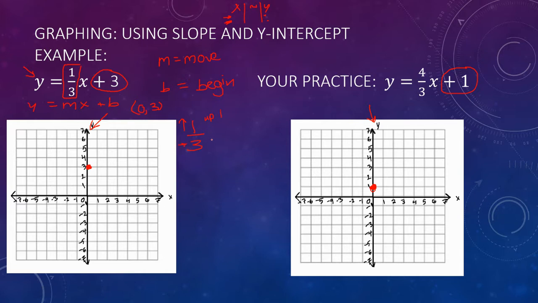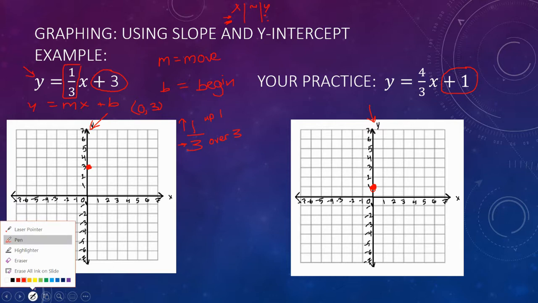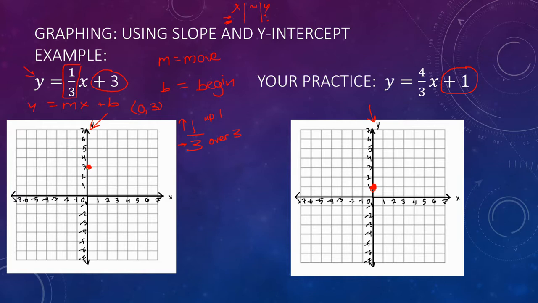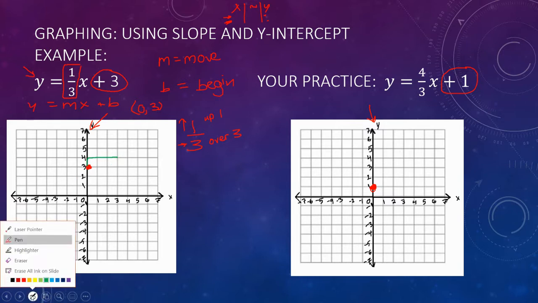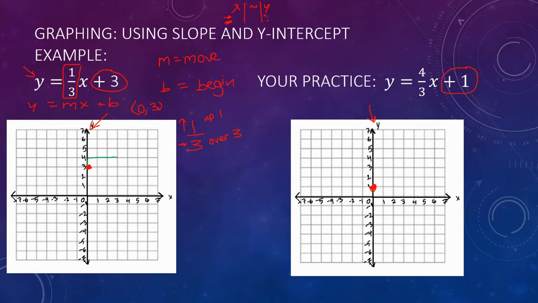Run is over 3. I'm going to use those directions to find the next dot. I go from this 3, and let's see if I can change colors briefly for your understanding. I'll change to green. I'm going to rise 1 and then go over 3. 1, 2, 3. I make sort of a little staircase. Where I end after rising 1 and running 3 is the next dot on this graph.